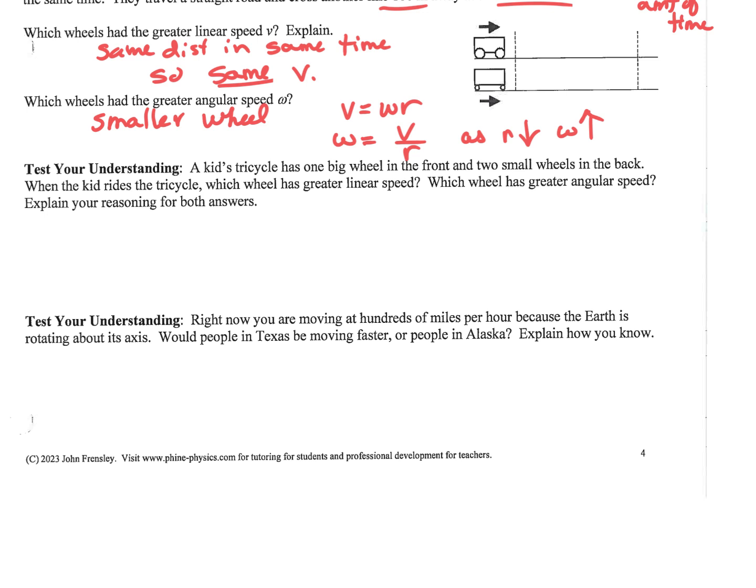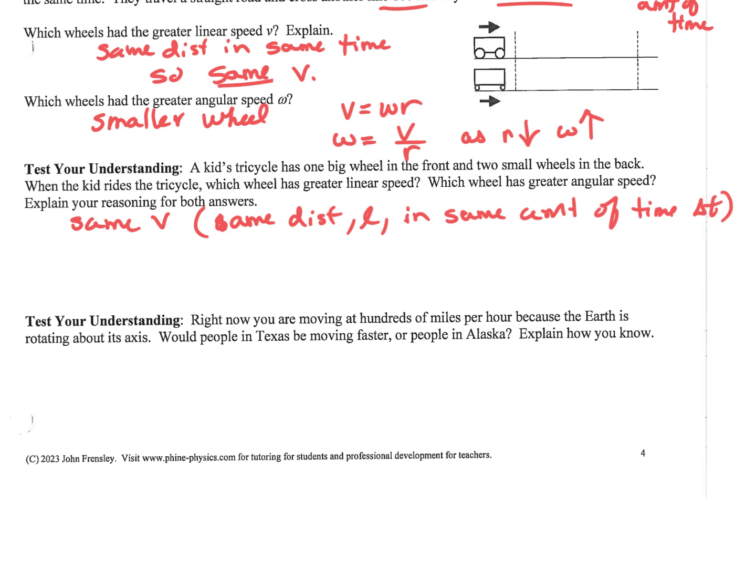Well, since all of the wheels cover the same amount of distance in the same amount of time, delta t, since they're all attached to the same frame, they have the same velocity. Now, the two small wheels have the greater angular speed, right? If they're smaller, they have to rotate more times to cover the same distance. And we see that.